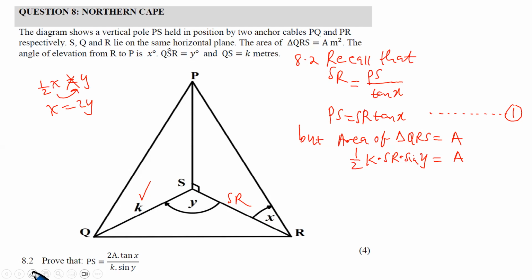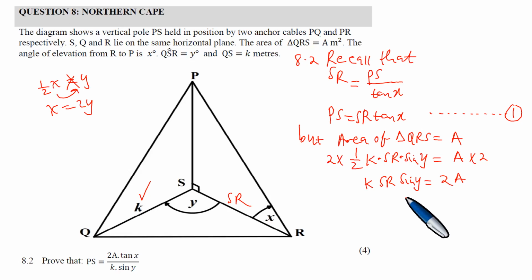So we're going to multiply both sides by the number 2, on the left and on the right. These two cancel this one, giving us K SR, the trigonometric sine of Y, is equal to twice A. Okay, we get this. Now we want to find SR out of this because SR must appear.